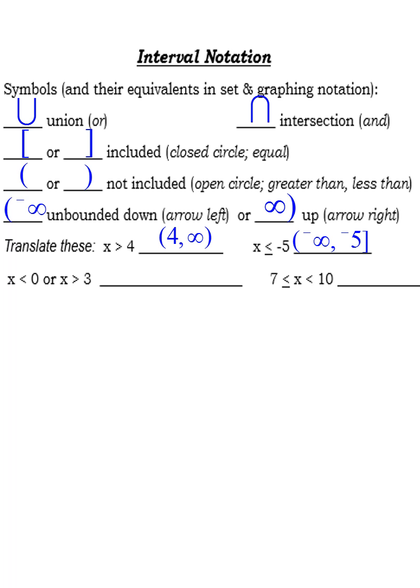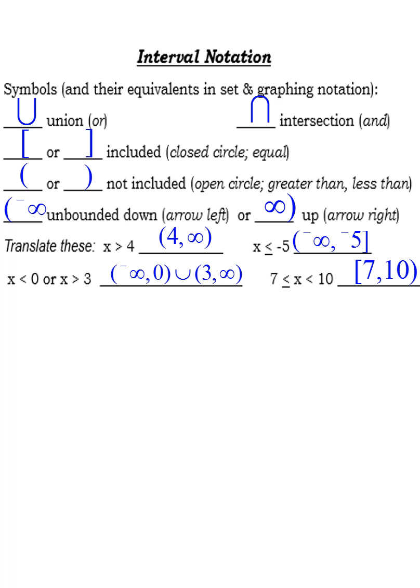The next one, all the values that are less than 0 go from negative infinity to 0. All the values that are greater than 3 go from 3 to positive infinity. All the values between 7 and 10, 7 is included, and it goes up to 10. Those are decimals, fractions, everything between 7 and 10.